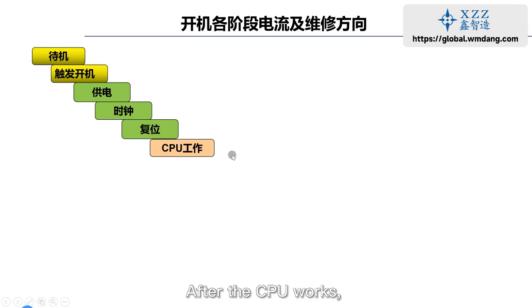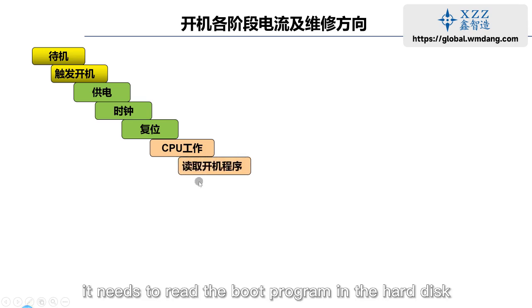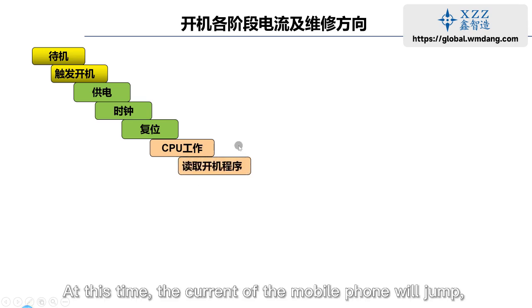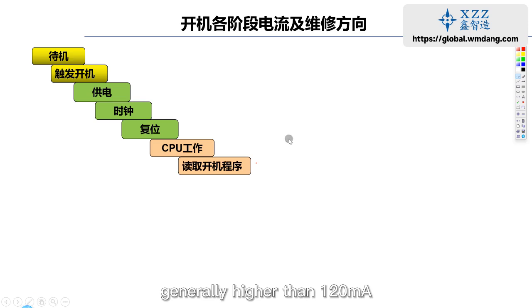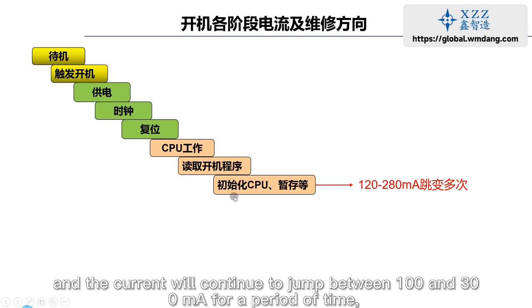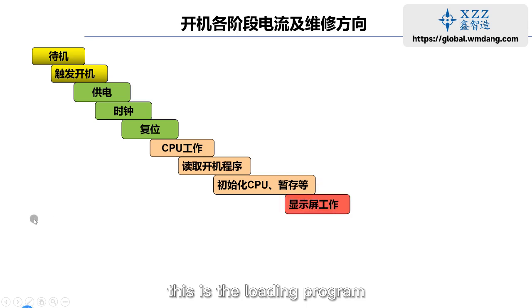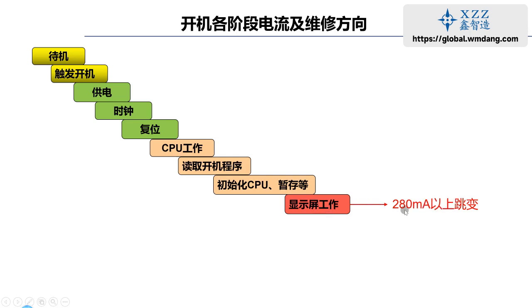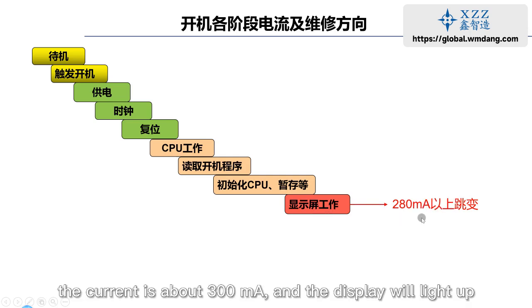After the CPU works, it needs to read the boot program in the hard disk. At this time, the current of the mobile phone will jump, generally higher than 120 milliamperes. And the current will continue to jump between 100 and 300 milliamperes for a period of time. This is the loading program. The display starts to work. The current is about 300 milliamperes, and the display will light up.